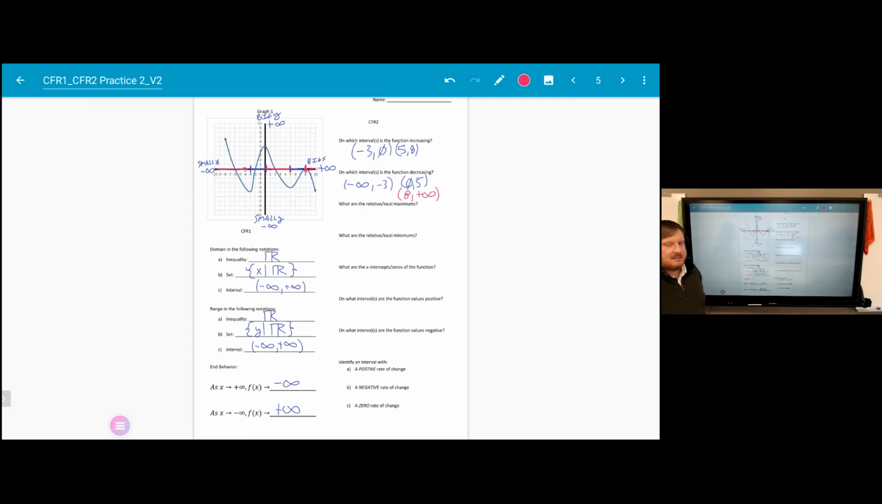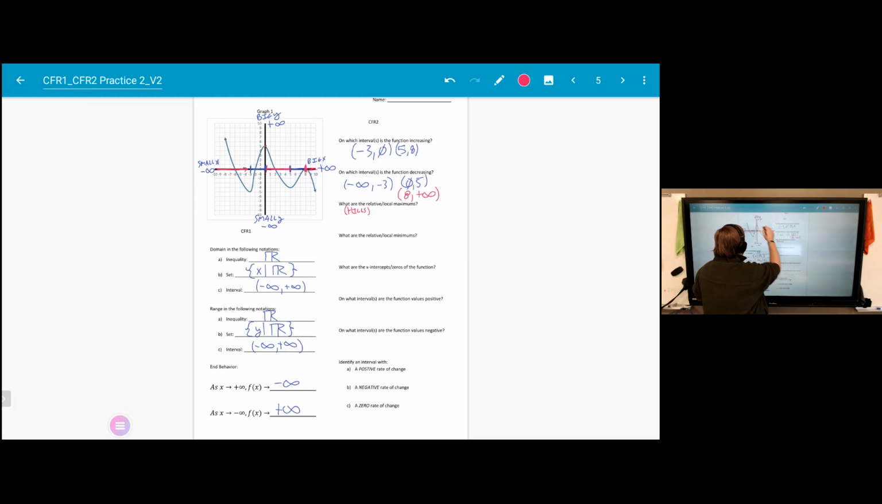Relative or local maximums. Once again, if you remember back from the guided notes, those are the hills. How many hills do I have? I've got a hill here, and I've got a hill here. So I need to report the x and y values in this point. Remember, up here, these were intervals. Down here, these are kind of coordinates, right?